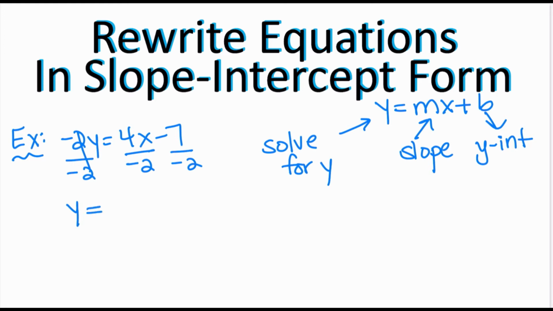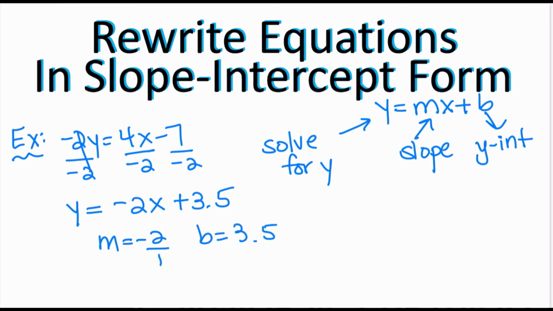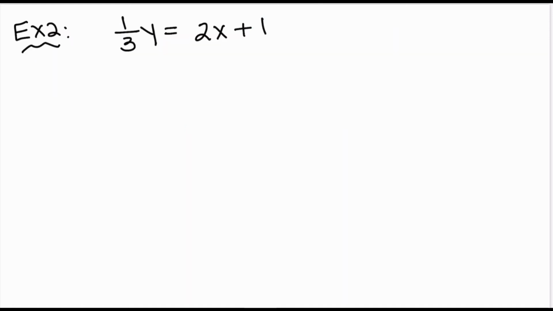So when I divide by negative 2, then I have y completely by itself. I've isolated the y and I end up with negative 2x. Negative 7 divided by negative 2 is a positive 3.5. So now if I have to graph this, I know that my slope is negative 2 or negative 2 over 1, and my y-intercept is 3.5, so I can go ahead and graph this. Let's go ahead and take a look at another example.